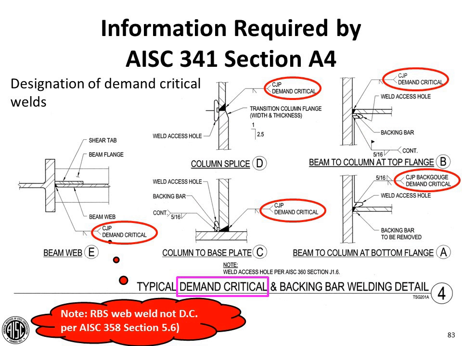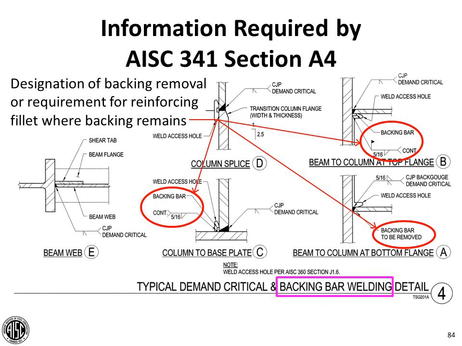There is one thing I also want to mention. On this detail, for example, it shows that the weld between the beam web and the column flange has been classified as demand critical, and that's consistent with AISC 341. But if this were a reduced beam section, AISC 358 does not mandate that that weld be classified as demand critical. So again, depending upon the specific system that you're looking at would determine which one would make the most sense or would be a requirement.